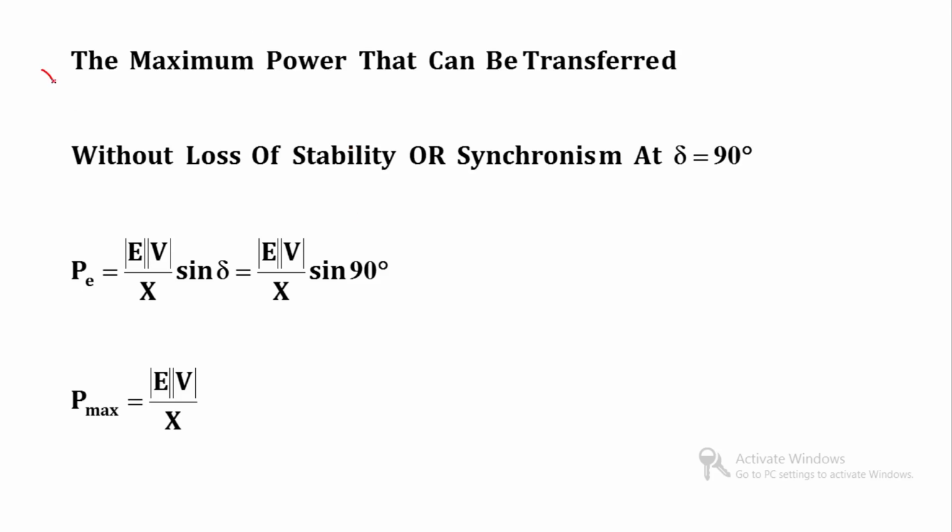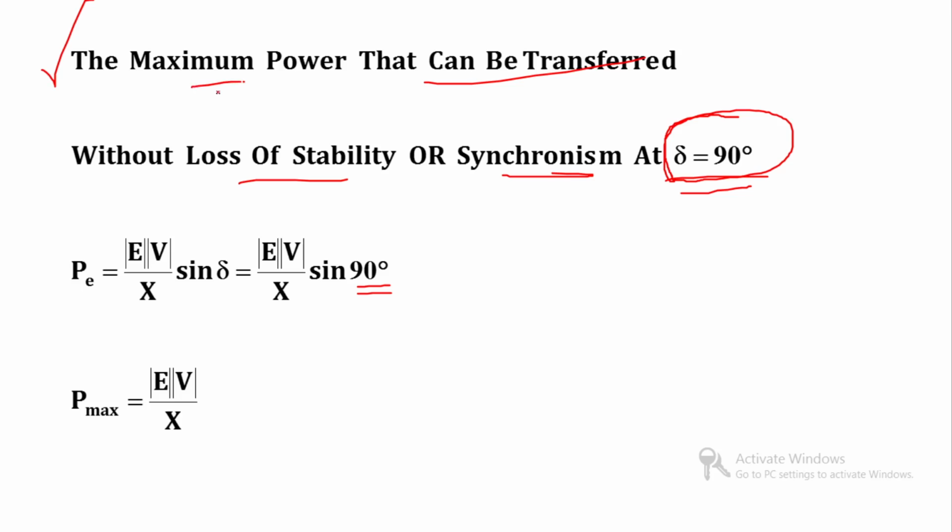The maximum power that can be transferred without loss of stability or synchronism is known as the stability limit, and that is for delta equal to 90. So PE is equal to EV by X into sin delta. At sin 90 you get the maximum power without loss of stability or synchronism. So the stability limit occurs at delta equal to 90, and the maximum power is equal to EV by X.